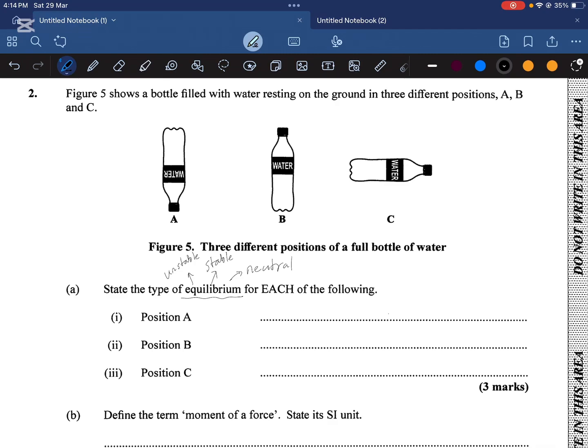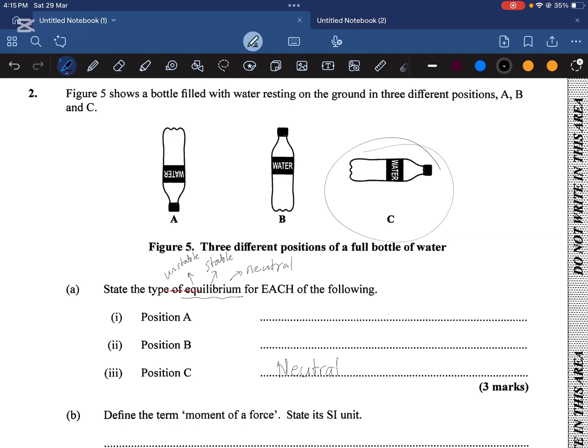So if you look at A, B, C, we see that C is the one that looks most likely. If you roll this forward, you roll it back, it looks the same as it was before, which is on its side. The only way you can take it from its side is to lift it up and position it differently. So we say that object C is our neutral position, or neutral equilibrium.